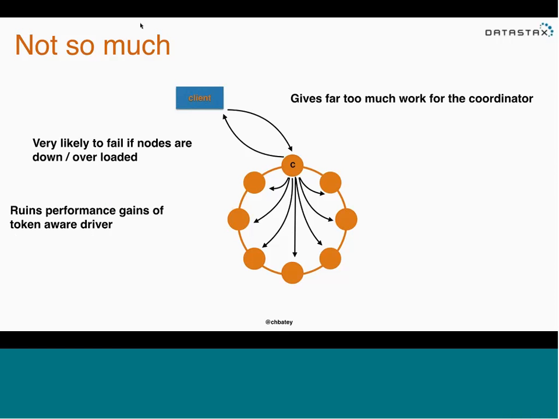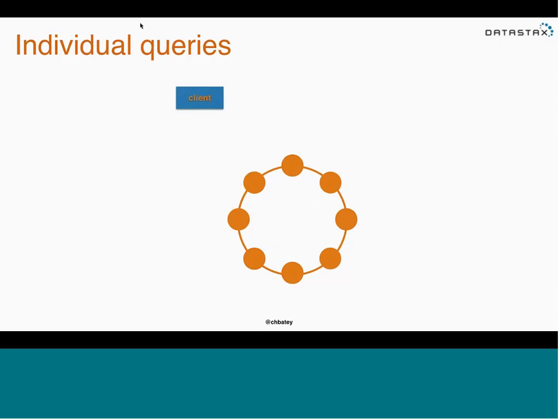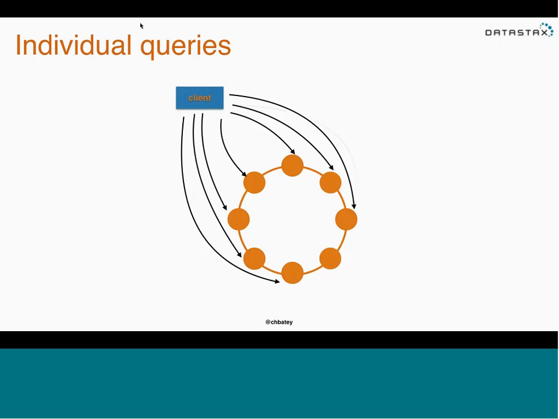The other problem is it completely ruins the performance of the token-aware driver. So the modern DataStax drivers don't send it to a random coordinator anymore, or they don't do, say, a round-robin policy. The default is to send it to a node which actually owns the data. So if we see what this looks like, if we were to not do an unlogged batch, but we were to just asynchronously do all of these 8 inserts separately, it would look like this. The client would be sending it directly to the correct node. And we'd go around, and then we'd be done.